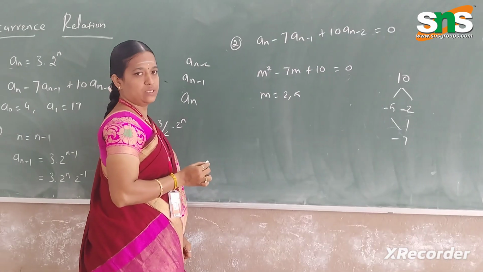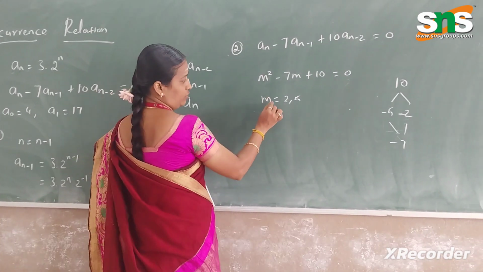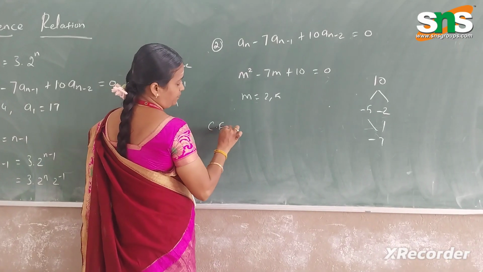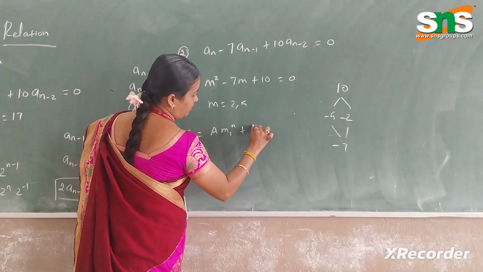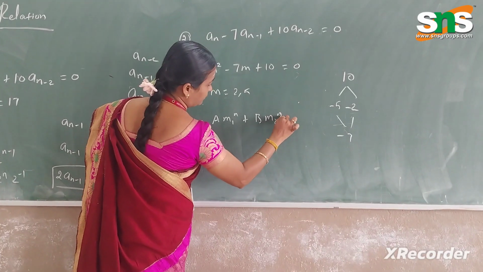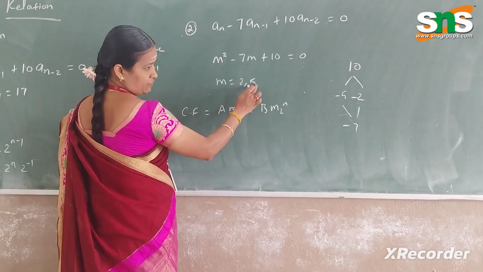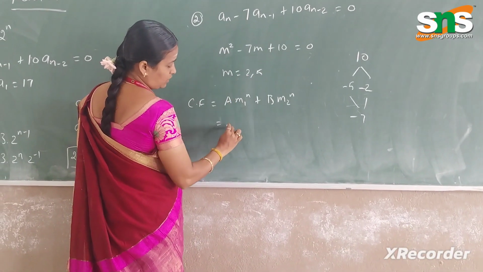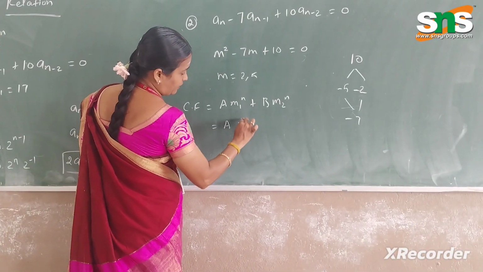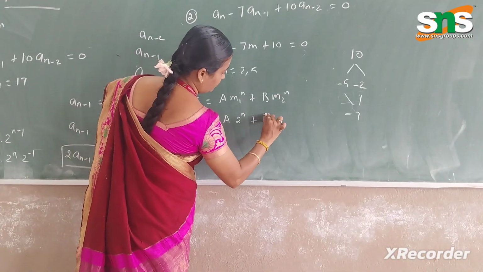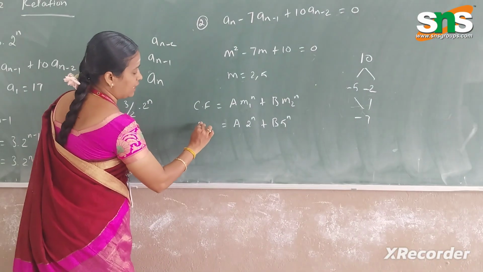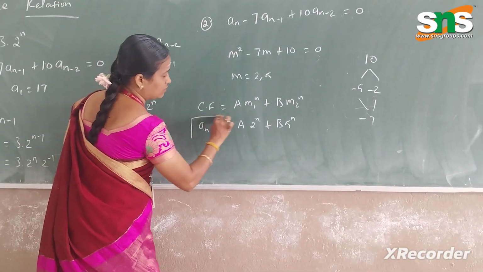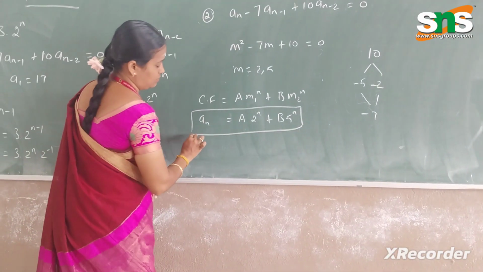What is the nature of the roots? The roots are different, therefore my complementary function is given by a into m1 power n plus b into m2 power n. m1 and m2 are 2 and 5, therefore it is a into 2 power n plus b into 5 power n. So this is our homogeneous equation. Therefore, your solution is a_n. So this is our main solution.